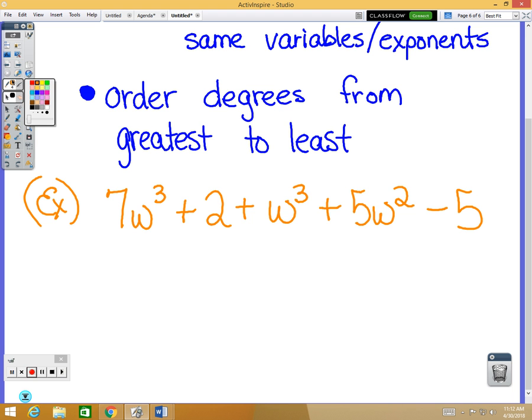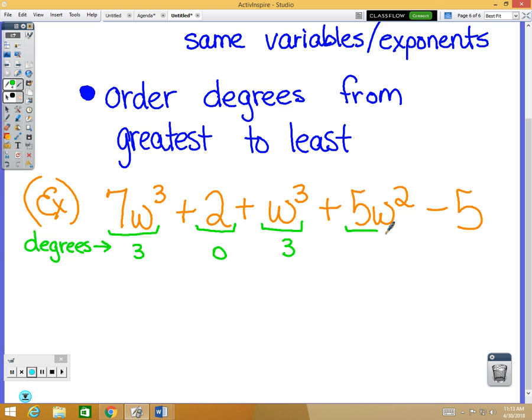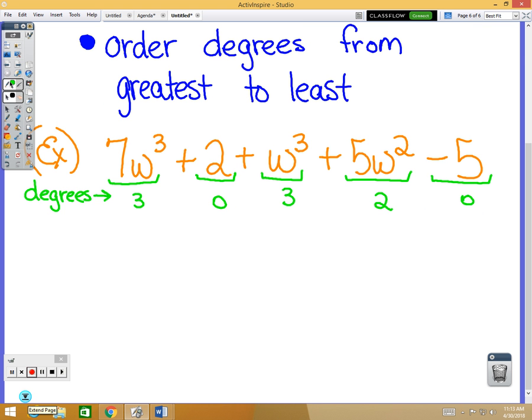All right, so let's think about this then. So this has a degree of 3. This one right here, we didn't talk about when you just had a number with no variable. If the degree is the sum of the exponents on variables, and there's no variable, then the degree of this term is 0. I'm going to put over here degrees so we know what these numbers represent. What about this w to the 3rd power? 3. What about 5w squared? 2. And a negative 5? 0. Okay?